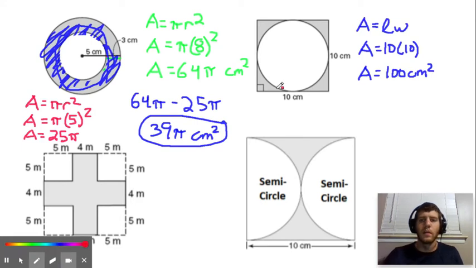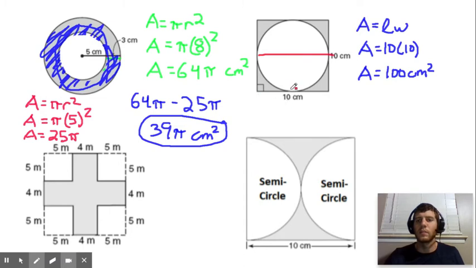Our diameter for our circle, this length here, is 10, because this piece is 10, so our diameter across here is also 10. Since that's 10, we know we have a radius of 5 because the radius is half the diameter. So this piece here would be 5. To find the area of our circle, we're going to do pi r squared, and our radius is 5, so pi times 5 squared. That's going to be 25 pi.